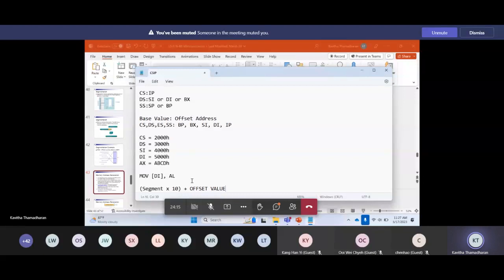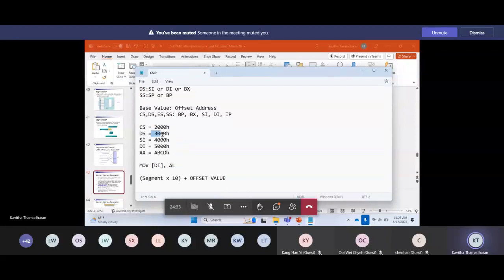Plus the offset value. Okay, so the value of the segment. How do I know the value of the segment? What does DI usually pair with? Based on this, we know it's the data segment, right? So the value of the data segment here is 3000. So let's put it here, 3000 times 10, plus the offset value, which is your DI. My value of DI is 5000, so plus 5000.